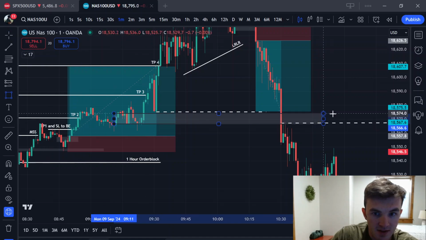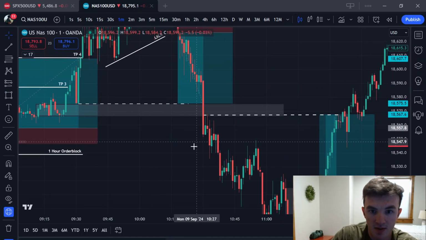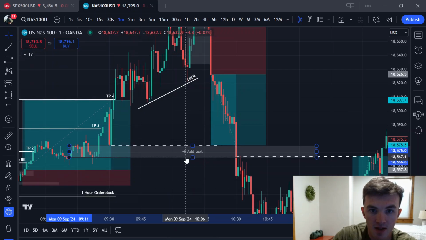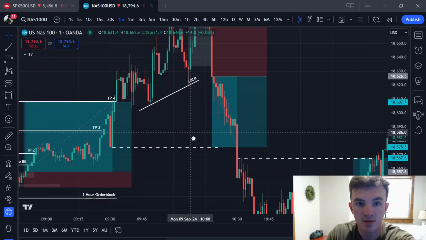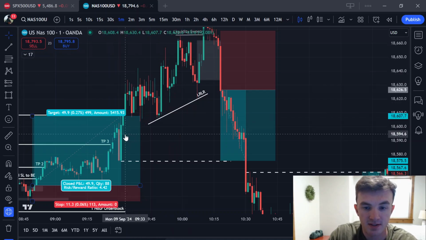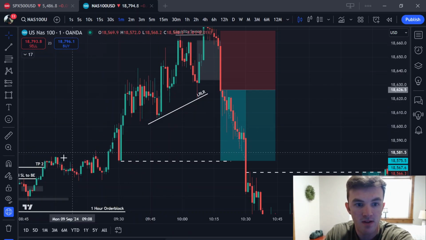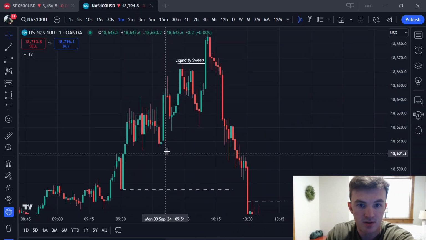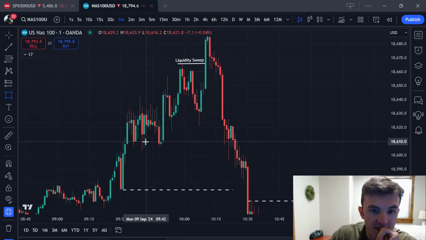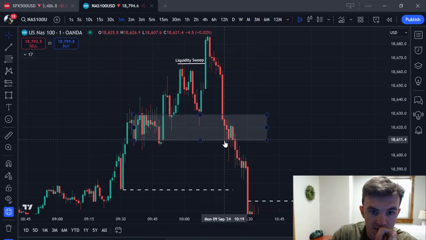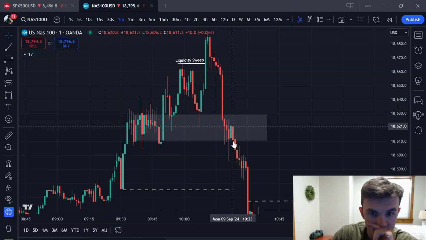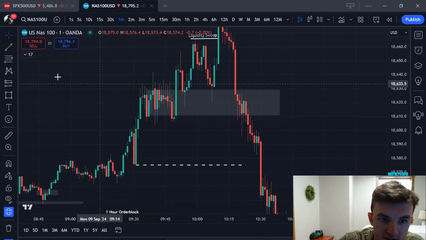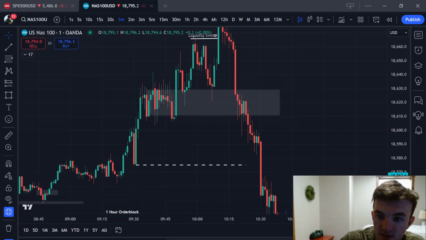He had this breaker block, and or was it up here? Yeah, it was right here. So let's get rid of my trade. Yeah, this breaker block, push back up into it, and then he targeted this low as well. So very similar trade to Dodgy, but off of a different confluence.